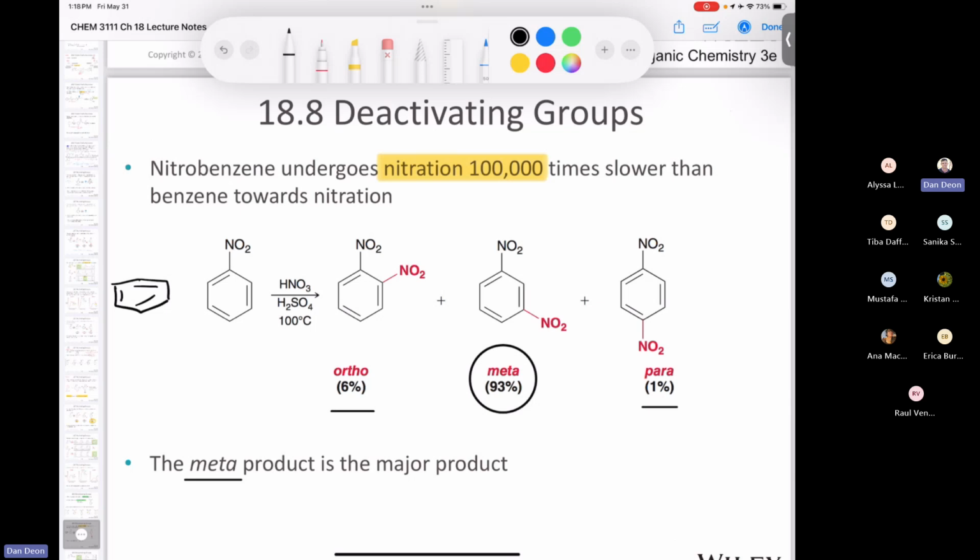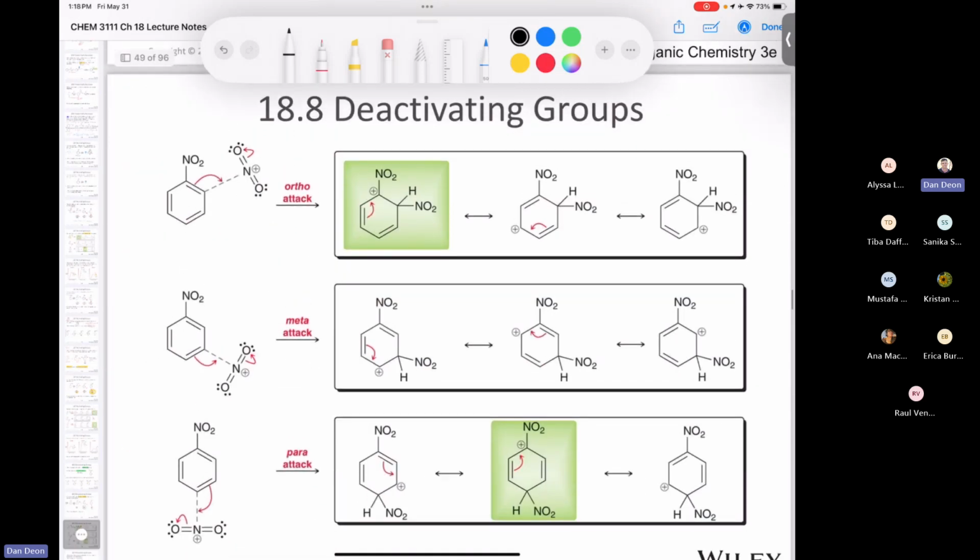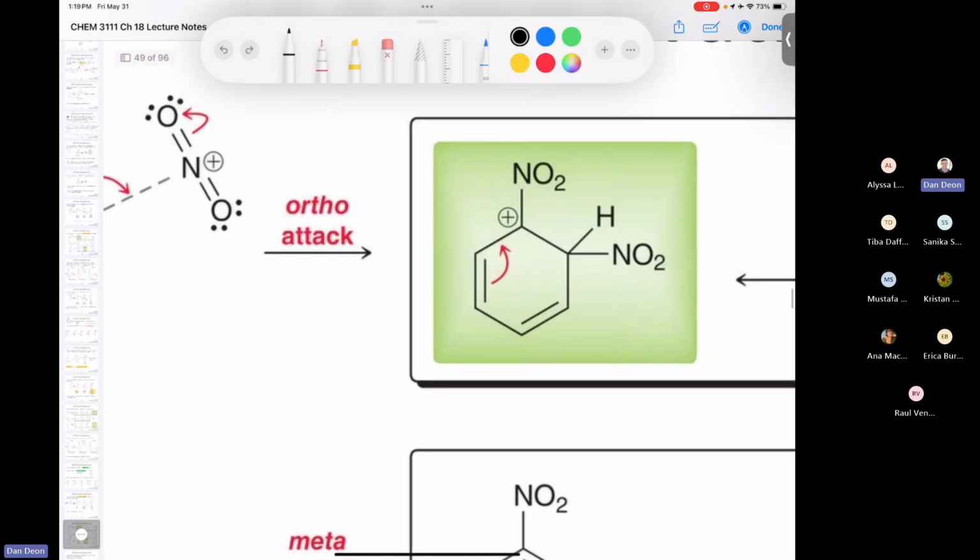Now, why would that be? I bet you know why. It's got something to do with the sigma complex, doesn't it? If you take a look at the sigma complexes that result from the ortho and para attack, remember, these are disfavored. When we were talking about activating groups, everything that was circled or highlighted in green, those were extra resonance forms or more stable. These two on this slide, now that we're talking about deactivating groups, are destabilized or less stable sigma complexes.